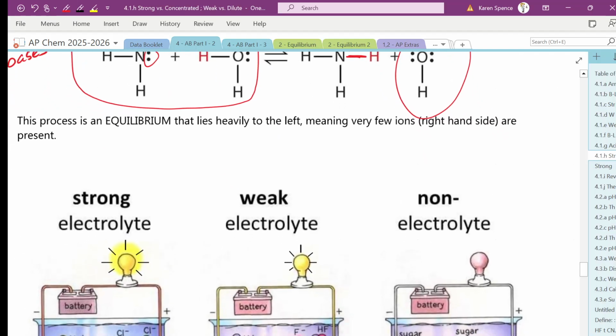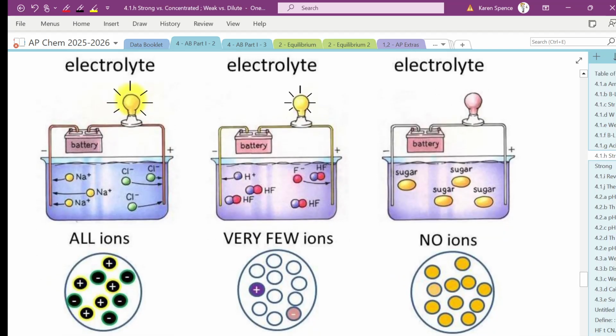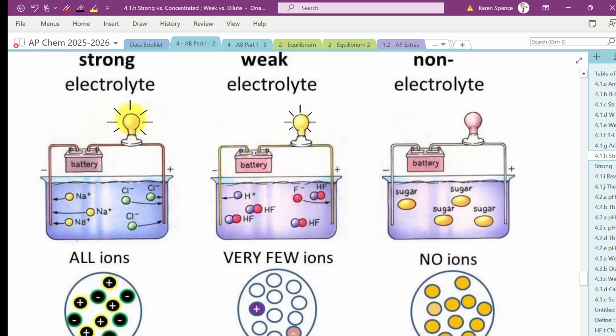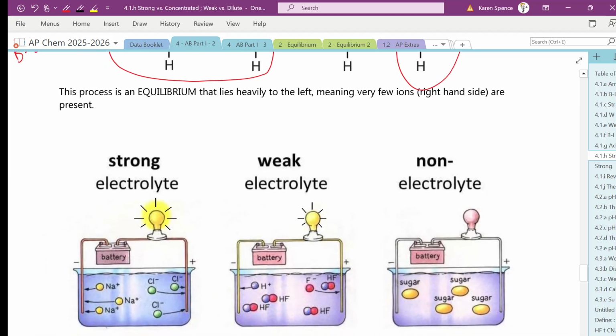So here's just a picture showing you a strong electrolyte with the bulb being very bright, a weak electrolyte with the bulb being not as bright, and a non-electrolyte where we have no light bulb lighting. Which one is a strong base? Are we okay? Brian, yes.